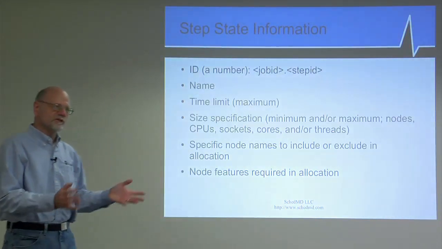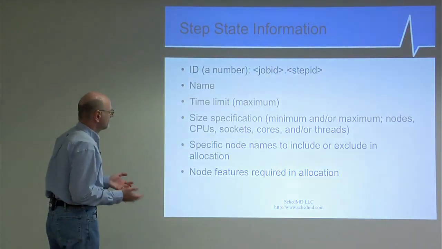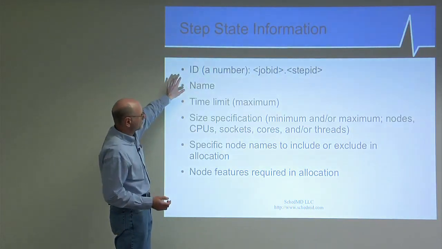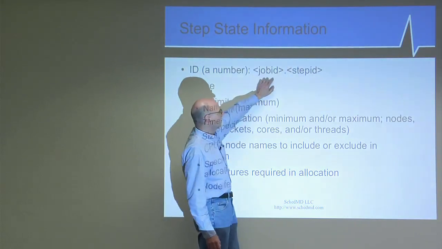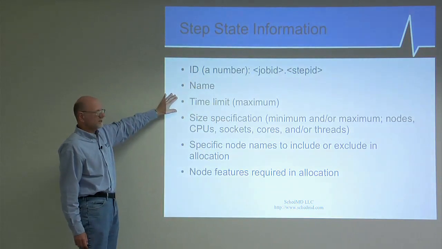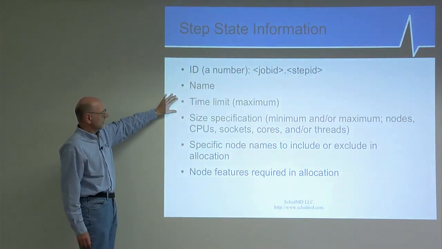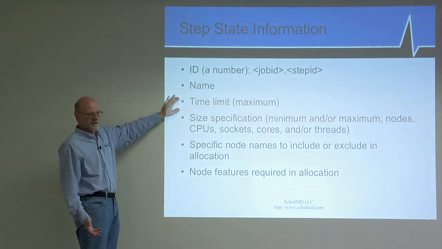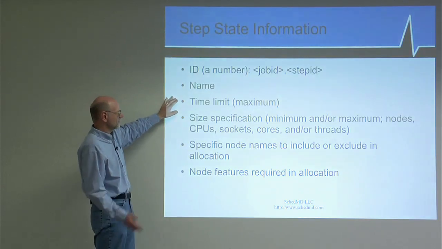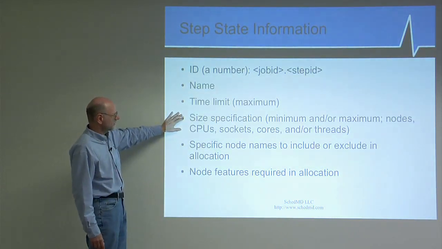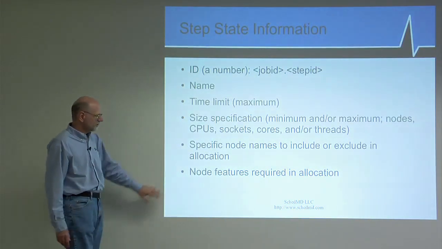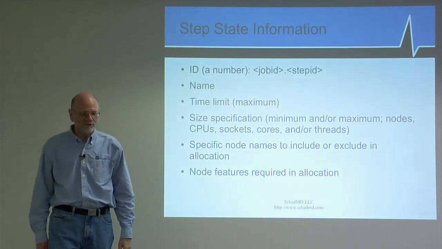Job step. So within a job allocation, you would have the MPI jobs or job steps, and it's got a sequence number. Typically, that's listed as a job ID number, period, and then the step ID number. You've got a name, you've got a time limit. There's only one value for the job step, and the job step can have different time limits. So you can submit a job for an hour and then run a bunch of job steps which have time limits of 2 minutes each, for example. There are size specifications with minimum and maximums, and again, specific nodes to include or exclude, or features you want associated with that job step.